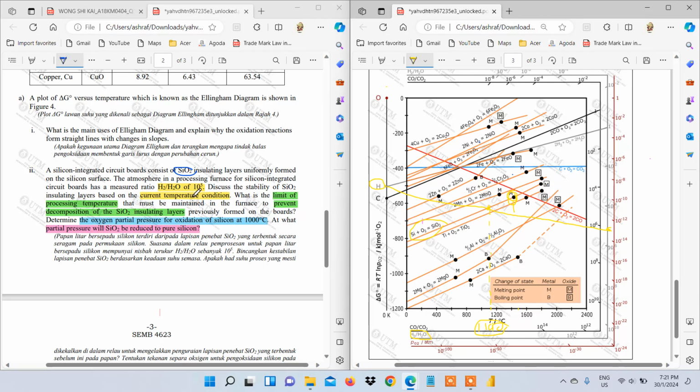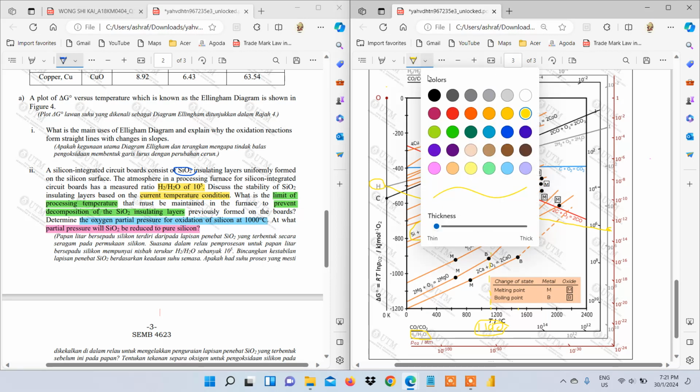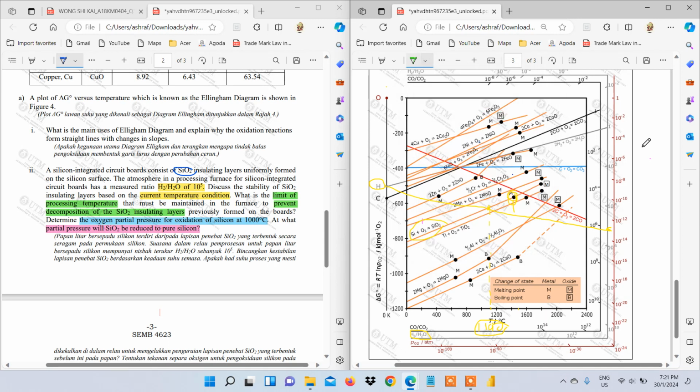That one is the first question, the yellow one. The second one: what is the limit processing temperature that must be maintained in the furnace to prevent the decomposition of silicon oxide insulating layers? This one, the limit of processing temperature, actually refers to the melting point of our silicon oxide. From here we can change to green color. This one we can just drag here. Sorry, I erase first, more clear.